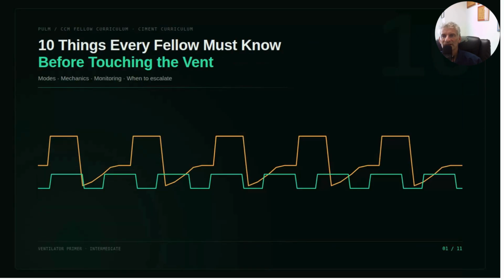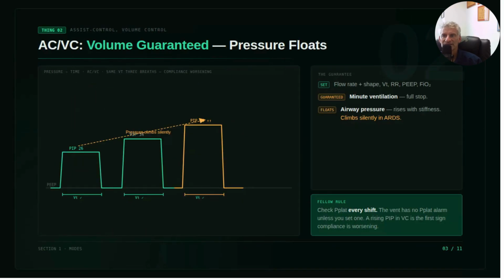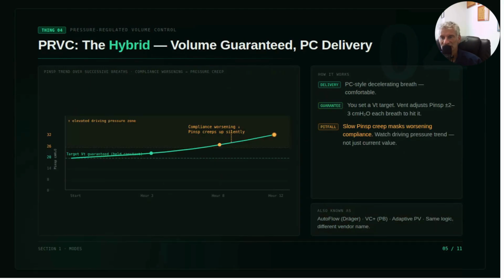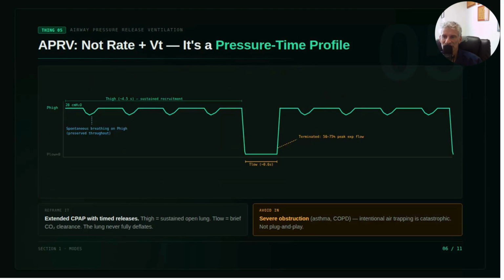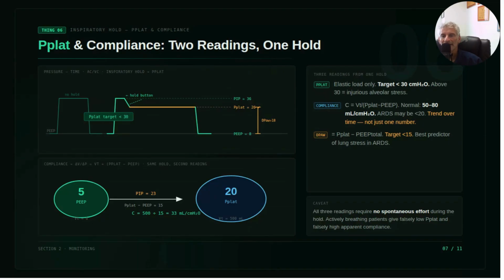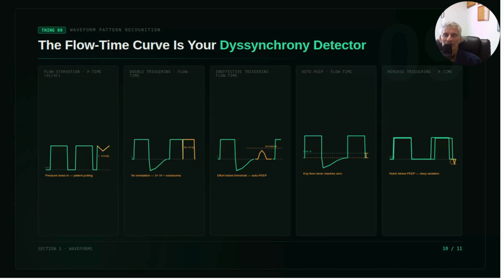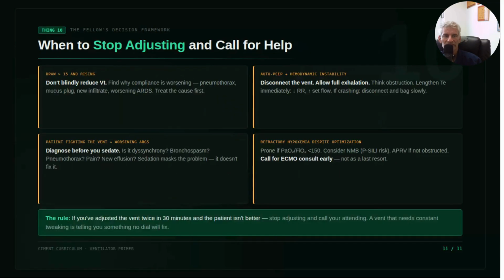So in summary, the 10 things we went over: trigger, target, cycle. We went over assist control ventilation. We went over pressure control, understanding that tidal volumes will change with pressure control. We went over PRVC, which is like pressure control. We went over APRV. We understood what peak minus plateau is and what driving pressure is. And then we went over auto PEEP. We went over some dyssynchrony ideas: flow starvation, double triggering, ineffective triggering, auto PEEP, reverse triggering, and then some pearls on when to call for help.